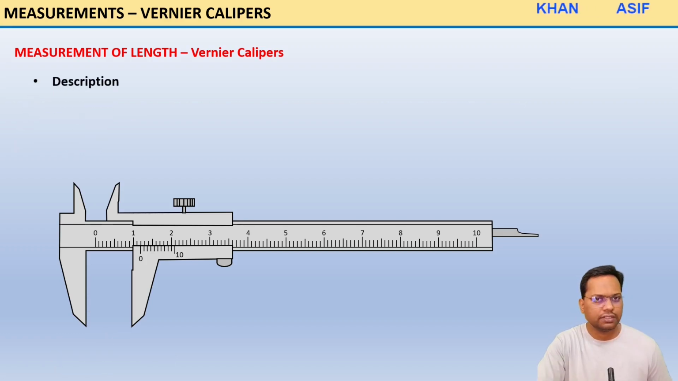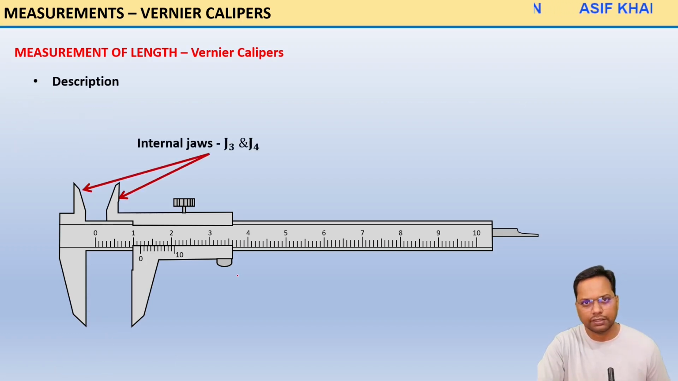Now we go for the internal jaws, that is the fourth part. They are denoted by using J3, J4. These internal jaws are used for measuring internal dimensions. That is the reason the name is given as internal jaws.